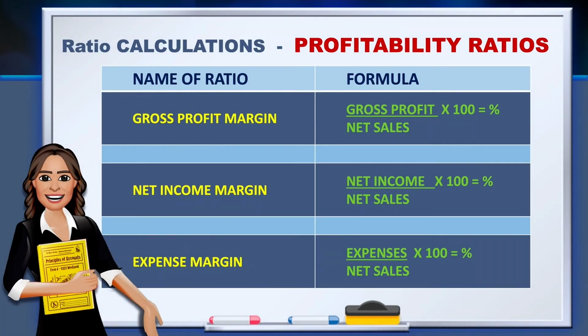So these are your three formulas for your percentage of net income: gross profit margin, net income margin, expense margin. Very easy formulas. They are whatever the ratio is over net sales multiplied by 100, and the answer is expressed as a percentage.